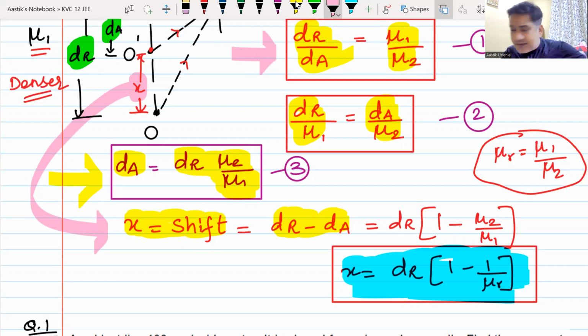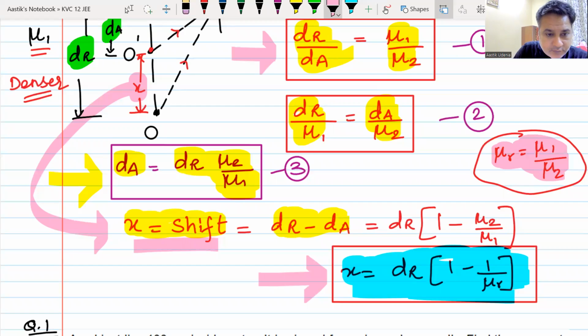And then we had seen that whatever distance it has shifted, that is known as shift or x, and that shift is real depth minus the apparent depth. And we have this formula for shift where mu r is the refractive index of the first medium with respect to the second medium. Will we recollect this? Yes or no? Do we recollect this? Well done, sir. We recollect a lot of things.